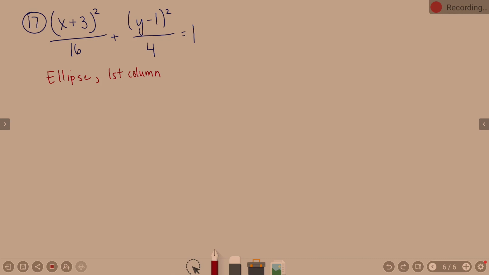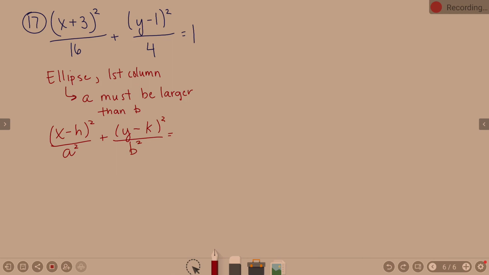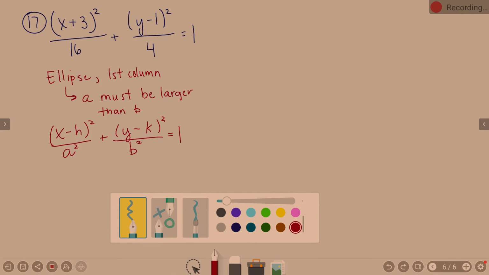Okay, so first column ellipse, and remember in an ellipse, A must be larger, yes? Okay, A must be larger than B. So with that in mind, this is of the form x minus h squared over A squared plus y minus k squared over B squared equals 1. Okay? So, of course, you can identify some information here.